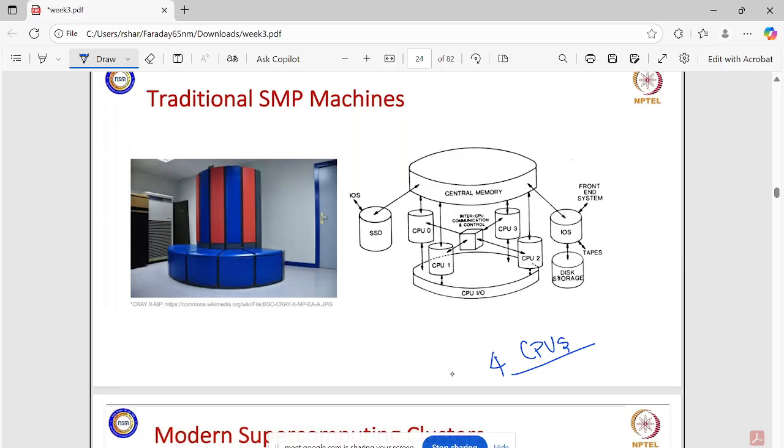We need some mechanism to distribute the workload between the various CPUs, a mechanism to coordinate between the various compute elements, and a mechanism to do some sort of memory locking, so that if one element is writing on a certain section of the memory, another compute node cannot overwrite the same memory. So traditionally this is how it started.